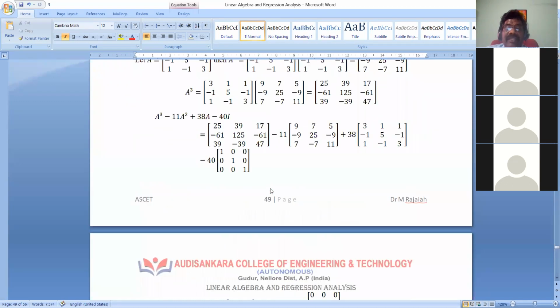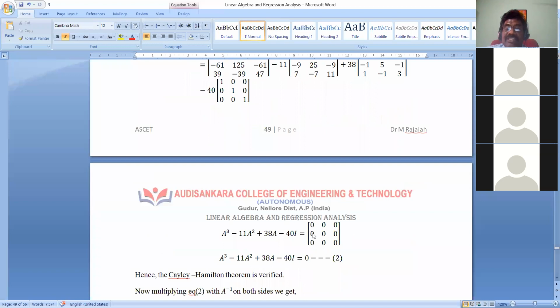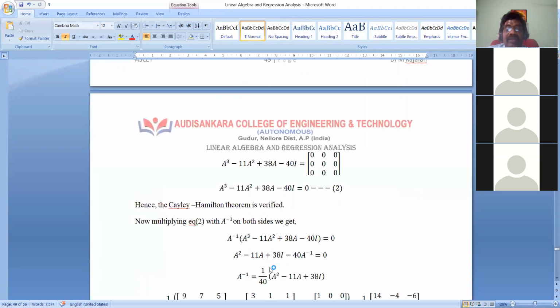After simplifying this, we get 0, 0, 0, 0, 0. All the entries of the matrix are zero values. That means that is a zero matrix. So A cube minus 11A square plus 38 into A minus 40 into I equal to a null matrix. Hence the given matrix satisfies the characteristic equation. Hence the Cayley-Hamilton theorem is verified.